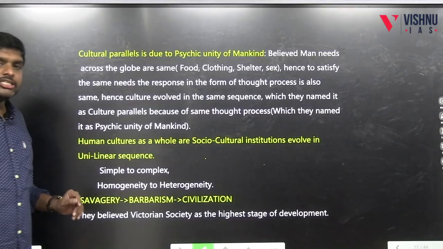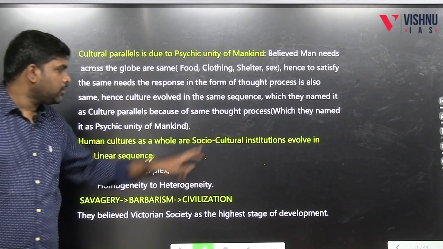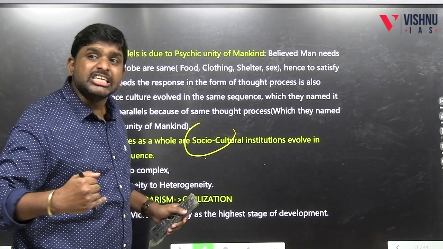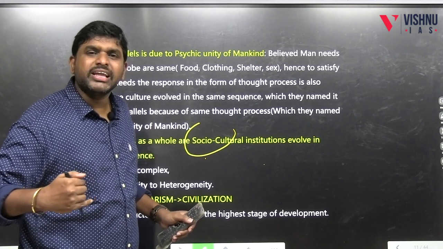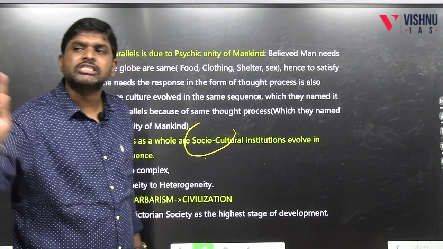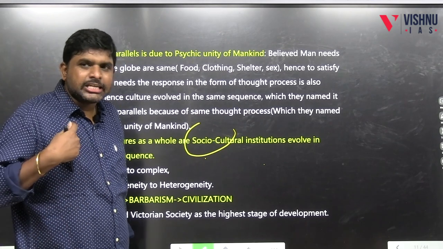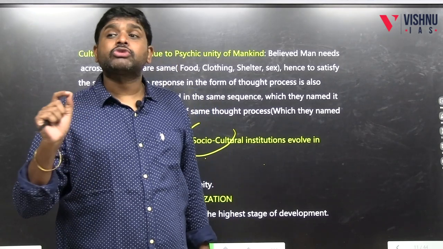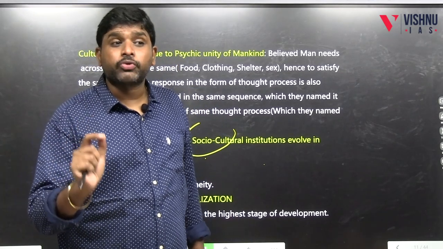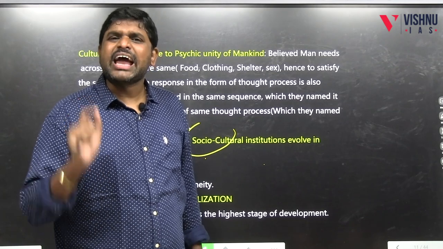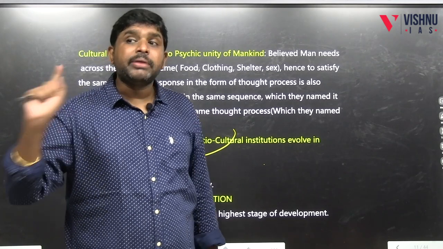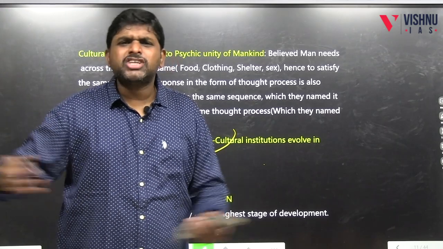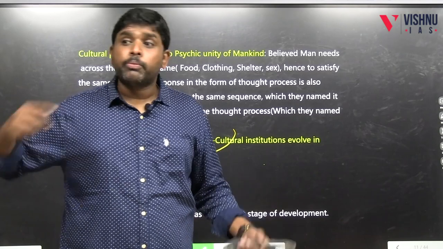Next. Human cultures as a whole. What is human culture as a whole? Socio-cultural institutions evolve in a unilinear sequence. So human cultures are nothing but socio-cultural institutions. I will tell you, see. What is my socio-cultural institution? Once upon a time, promiscuity. Promiscuity means random sexual partners in the primitive stage. Random, like dogs. Why? Because man was in savagery. Man doesn't know any relationship. Man doesn't know anything. So promiscuity was there.